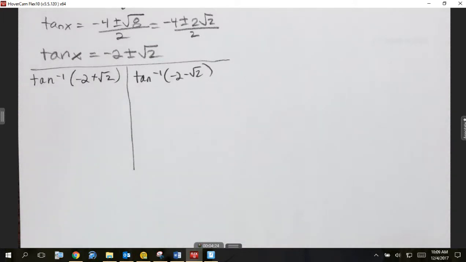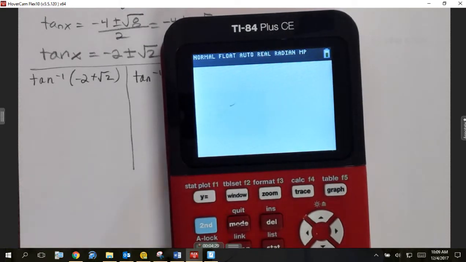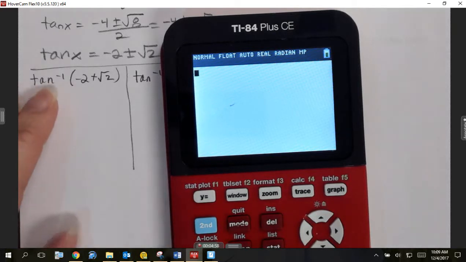Question? So, what mode should my calculator be in? How do I know it should be in radian? I couldn't hear you, I'm sorry. Chris, what did you say? Well, we're finding the angle, so there's no degree symbol because I haven't found the angle yet. In the directions, it says 0 to 2 pi. That tells me radian. Okay. So I have it in radian mode.